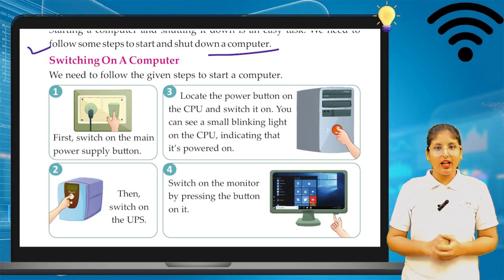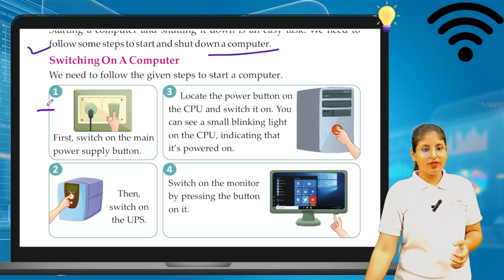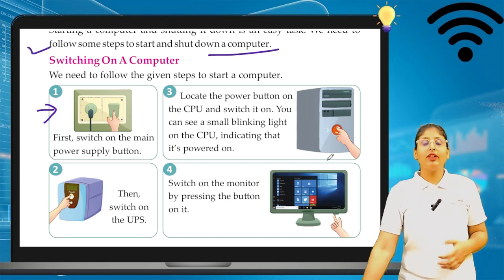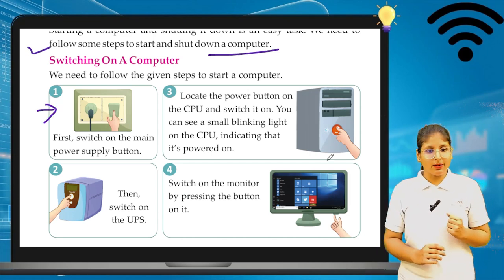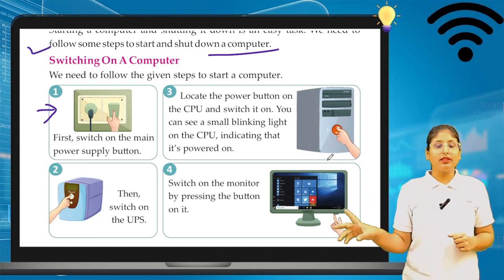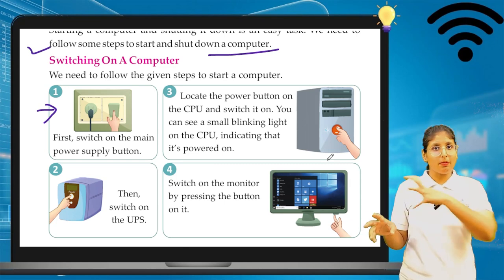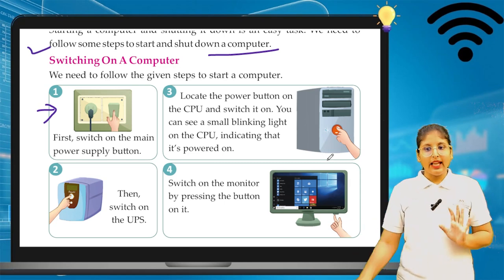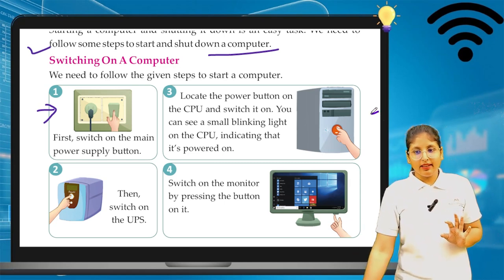First step, see the picture first. The picture will help you understand better. First, switch on the main power supply button. The main power is connected to your computer, and the main power switch should be on. Then this is the second step.